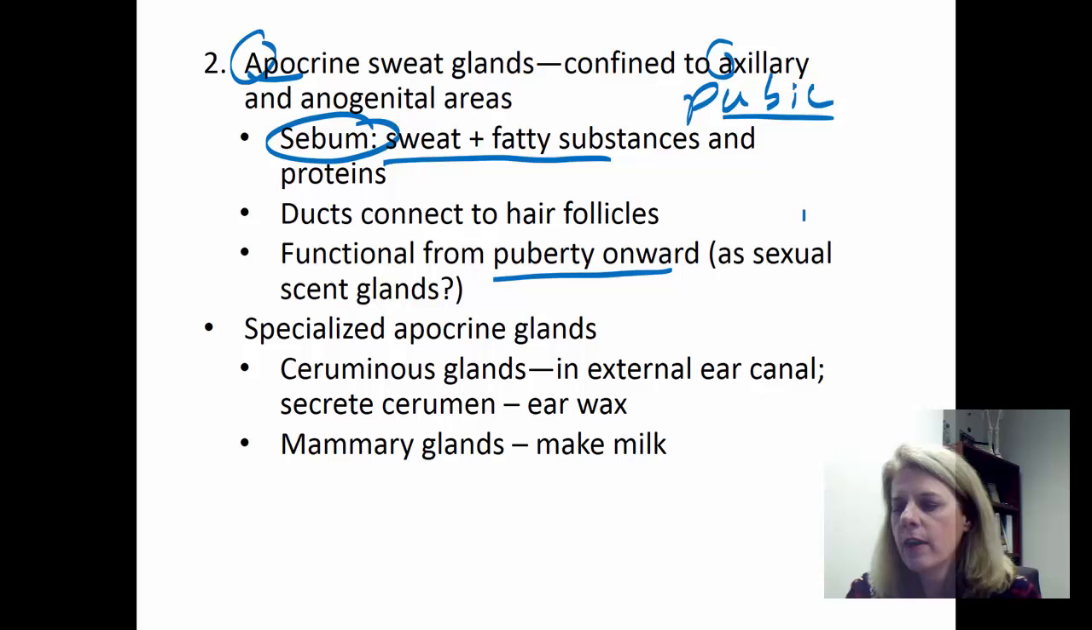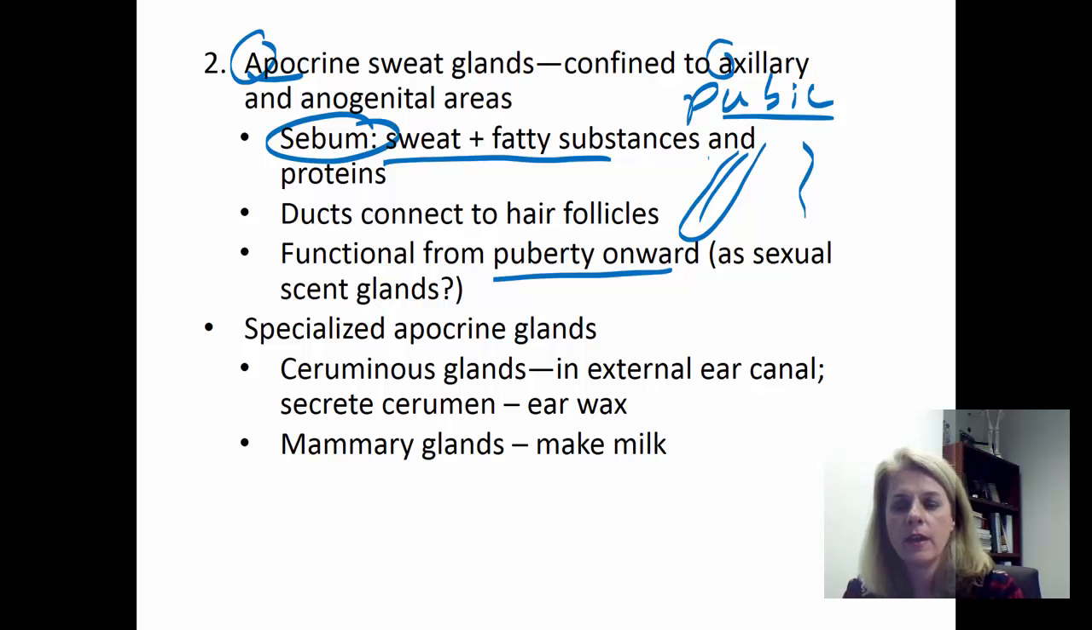So whereas the eccrine goes straight to the surface, when you find an apocrine sweat gland, there's usually going to be a hair follicle associated with it. So think about pubic hair. Your hair under your arms and your genital area starts to grow at puberty. So at that same time, these glands start to turn on. And so there's some thought that maybe they have some kind of evolutionary role as far as like sexual scent glands or something like that. Maybe that's why they're there.